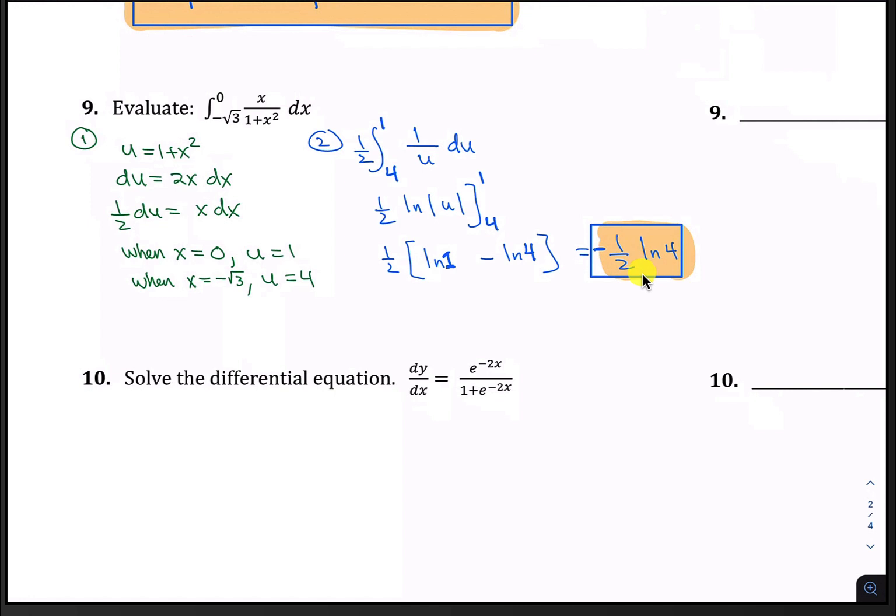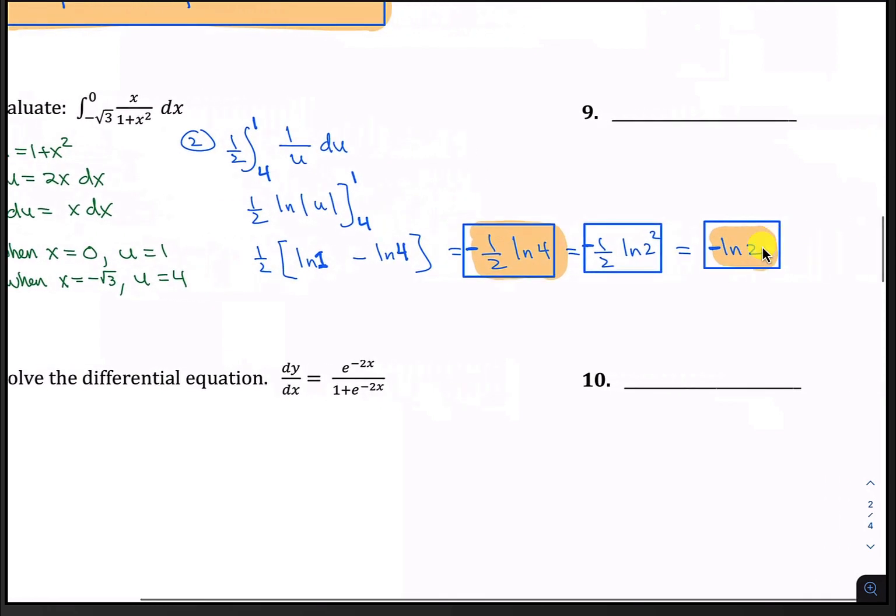Now that is an acceptable answer. However, we could simplify this further using rules of logs. We could change the 4 to 2 squared, and then move the 2 out in front, and it would multiply the 1/2. So the 2 and the 1/2 would cancel, and then you just have negative natural log of 2. And that would be another acceptable answer. So we will take either one of these, negative 1/2 natural log 4 or negative natural log 2.